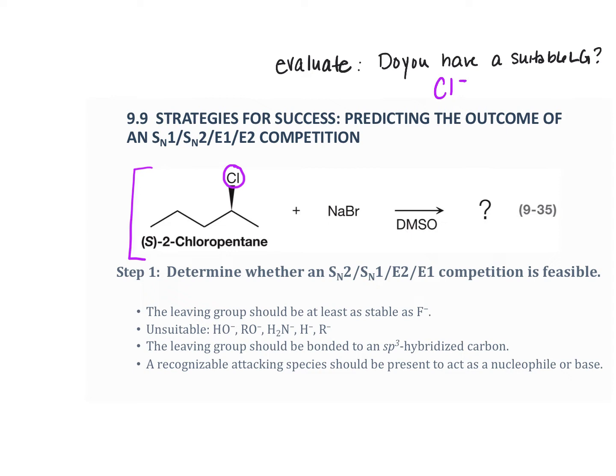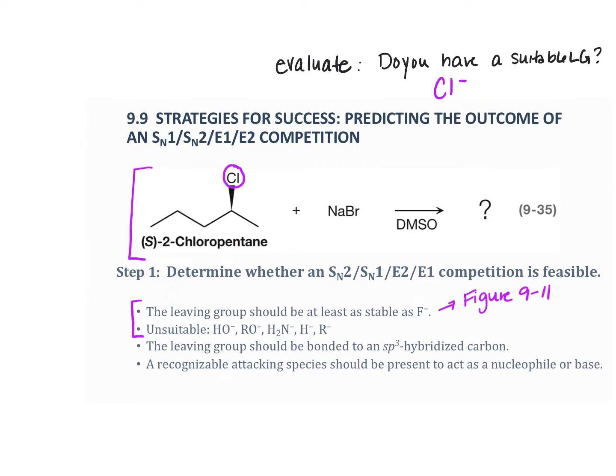And so when we evaluate our leaving group, we need to remember these 2 points, which I'm showing here in purple. The leaving group should be at least as stable as F minus, right? Where I'm getting that information from is figure 9.11 on one of the previous screencasts that we did, where we had that good, poor, unsuitable. So the leaving group has to be at least as stable as fluoride. Well, quickly here, fluoride is really small. Chloride is going to be bigger. It's going to accommodate that negative charge better. So it's going to be a suitable leaving group.